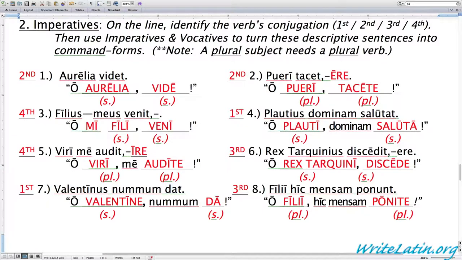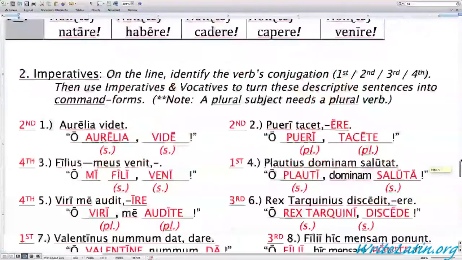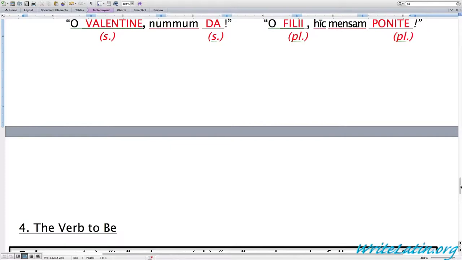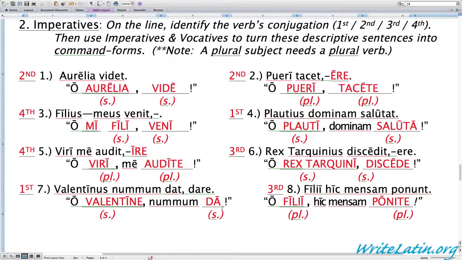Number 7, dat, dare. Dare is a weird word. You would think this would be a long A, but there's a strange exception in first conjugation words, and that is that first conjugation words of one syllable, strangely, do not get long marks. So, I'm sorry, it's an exception to the rule. There's only like 4 words in all of Latin that are first conjugation and only one syllable. So, sorry. But you'll still use the long mark there on the imperative form. O Valentina, nummum da. O Valentina, give a coin.